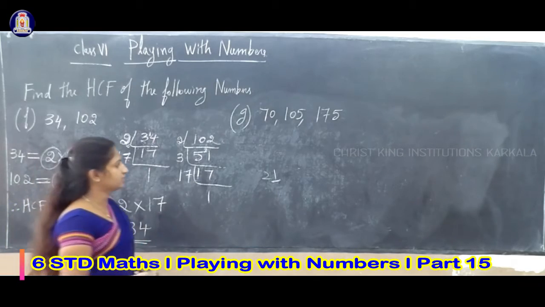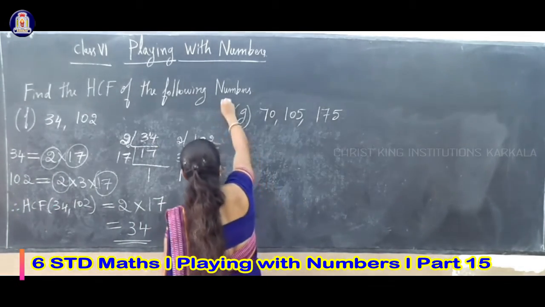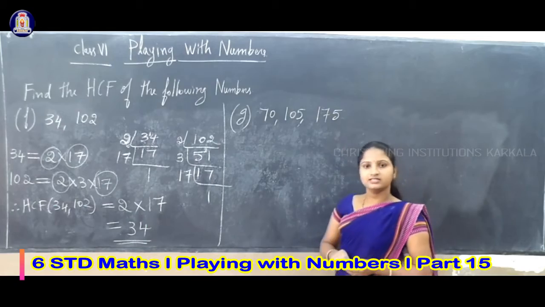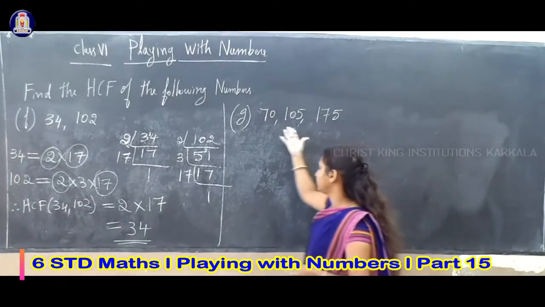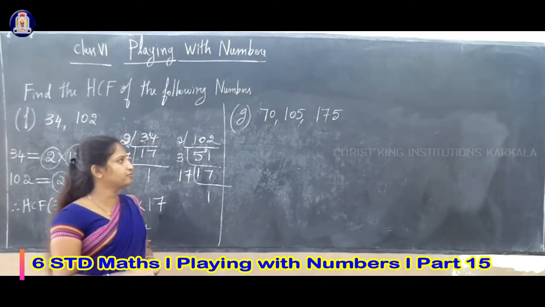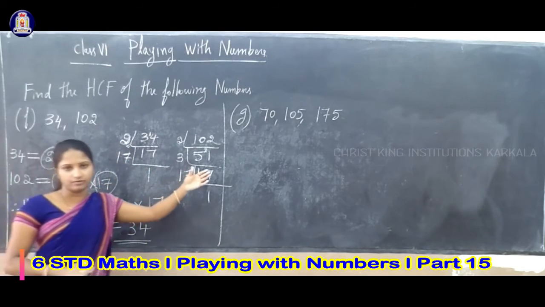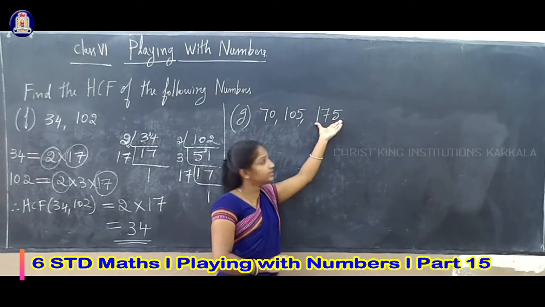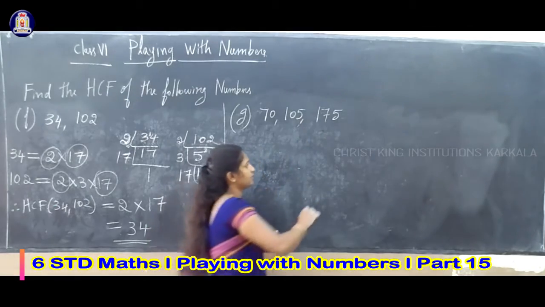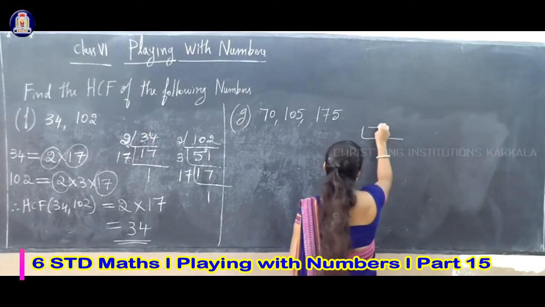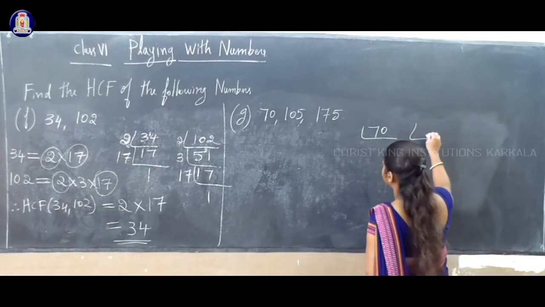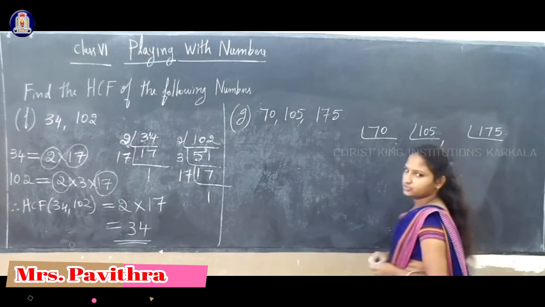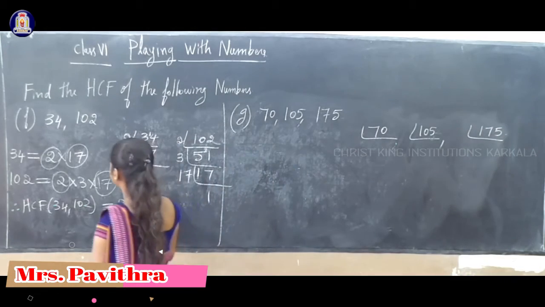The next question is we have to find the HCF of 70, 105, 175. So here it is given three numbers. So here what we have to do? We have to find the prime factorization of each number. We find the prime factorization of 70 and 105 and 175. Clear? So we find separately. Now we have to compare the product of these three numbers.